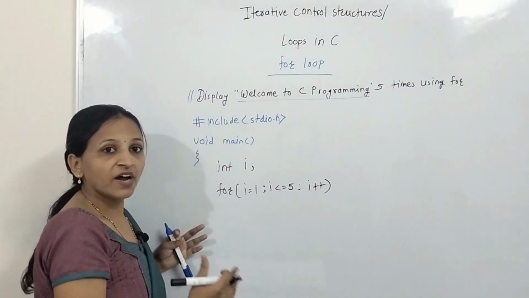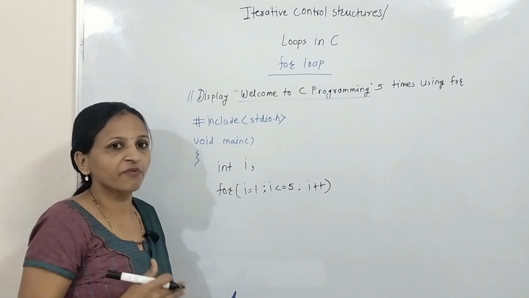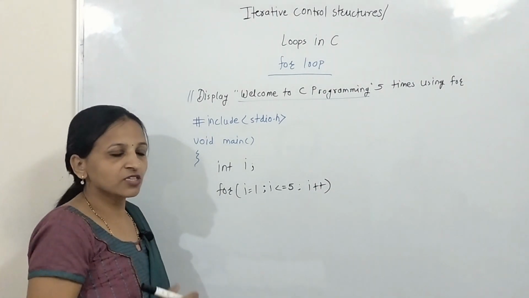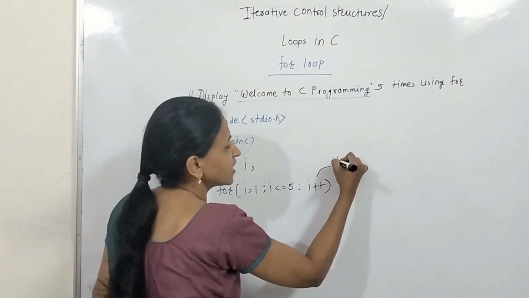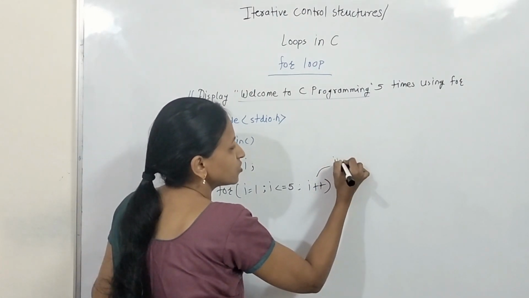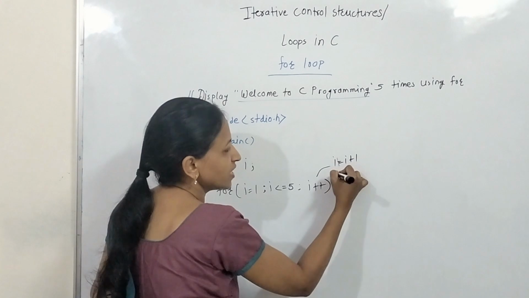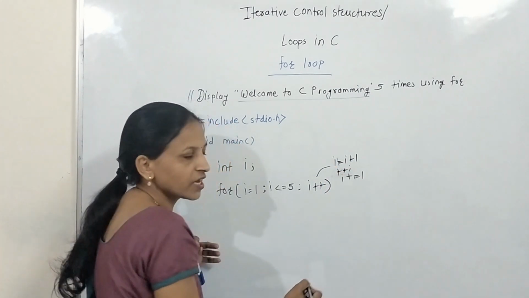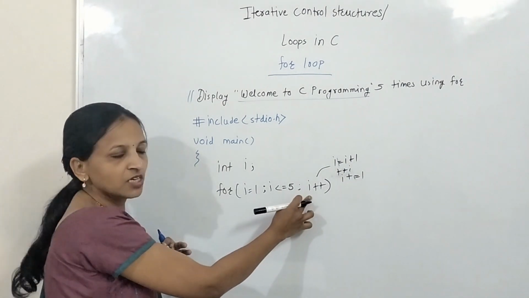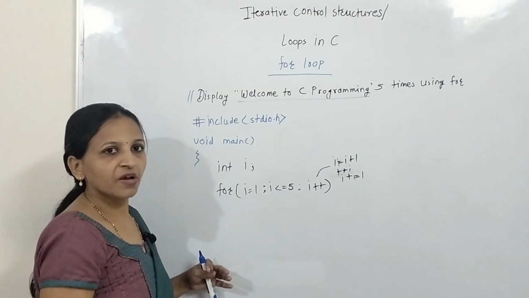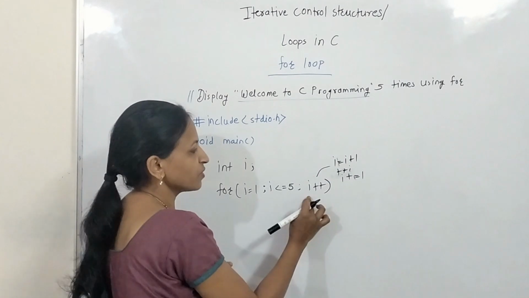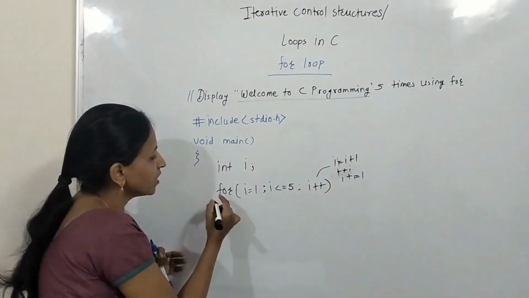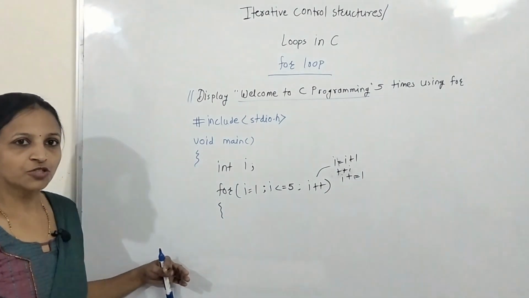That means by 1. For incrementing the value of i by 1, we can write here i++. Also we can write i equals i plus 1. We can also write ++i. Also we can write i plus equals 1. All these statements are allowed here. To increment the value of i by 1 in C programming, we can write any statement from these.